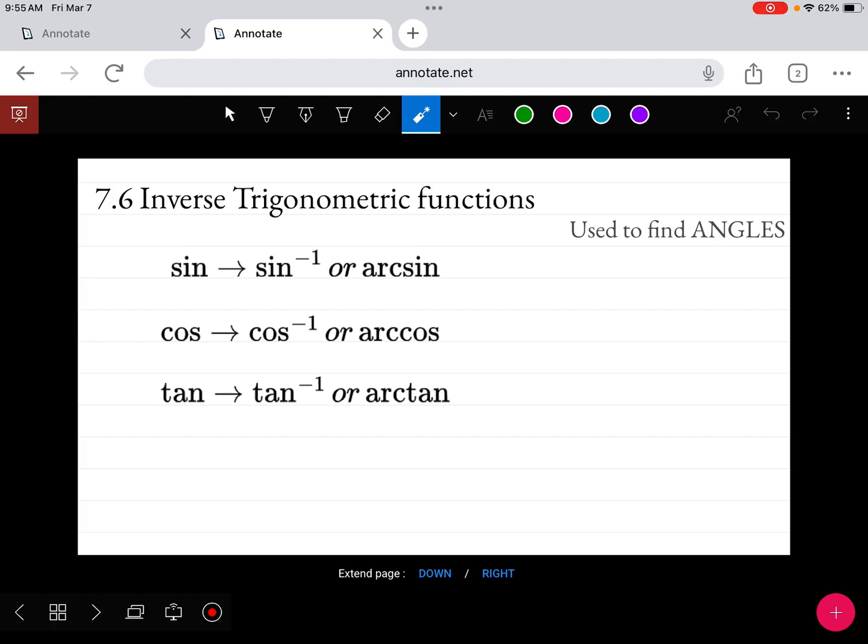We can write our inverse of cosine as the cosine of the -1 or as arc cosine. We can write our inverse of tangent as tangent -1 or arc tangent. So it's all those same pieces. And what we're going to be using this for is to help us figure out angles when we know other information. So we're going to start the exact same way that we used them last chapter.